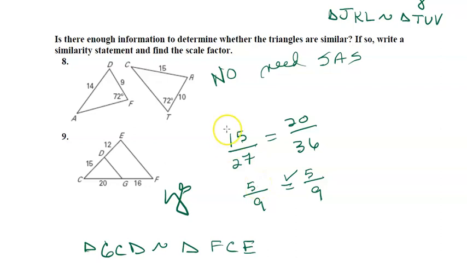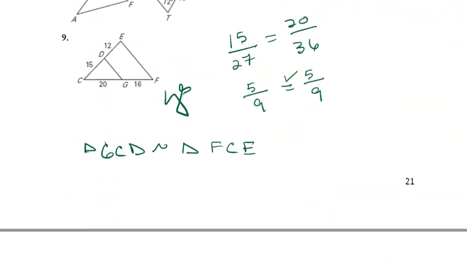And I can, because 3 goes into 15 5 times, 3 goes into 27 9 times, and 4 will go into 20 5 times, and 4 will go into 36 9 times. Again, you could have multiplied these together, cross multiplication, and if you got the same answers, then you would say that they are similar. So now write in your statement, GCD is similar to FCE. Okay, I'm going to go one more place.